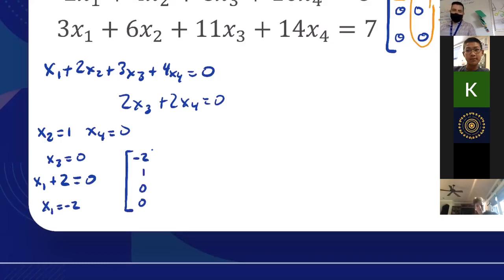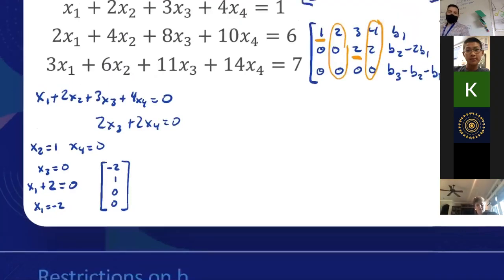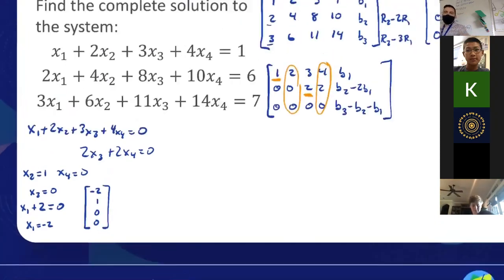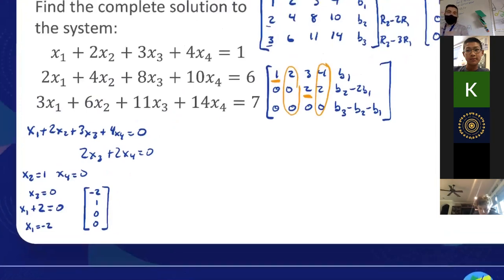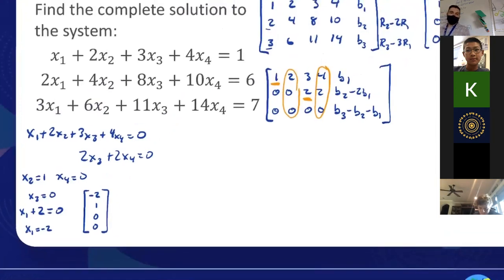Okay, that's one vector in the null space. If I plug in -2, 1, 0, 0 for x1, x2, x3, x4 into all 3 equations, I should get 0. So in the first one, I'll have -2 plus 2 plus 0 plus 0 is 0. In the next one, I'd have -4 plus 4 plus 0 plus 0 is 0. In the next one, I'd have -6 plus 6 plus 0 plus 0 is 0. So I can tell this is in the null space, right? This will make my equations 0.